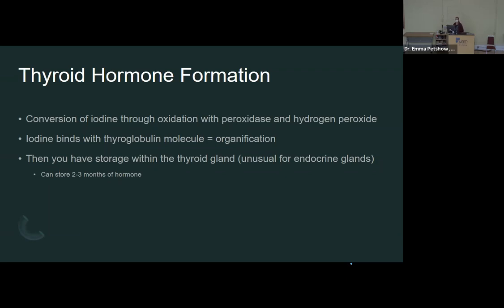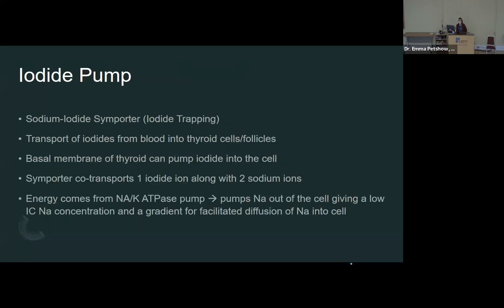It's partially why we can form things like goiters. And we can have those follicular cells get really enlarged and engorged. Because when we have an effect on our negative feedback system, we can start creating all these hormones and storing them in the thyroid and have things like hyperthyroidism, hypothyroidism, Hashimoto's, toxic goiter syndrome, etc. So it can store up to 2 to 3 months of hormone as normal.